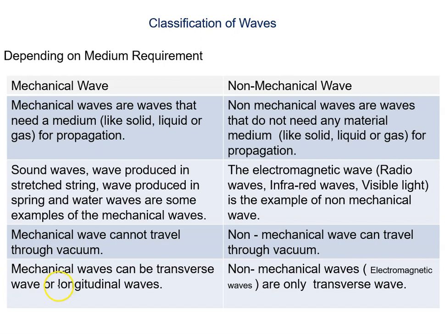Mechanical wave cannot travel through vacuum. Non-mechanical wave can travel through vacuum. Mechanical wave can be transverse or longitudinal. We will discuss just after some time. And non-mechanical wave are only transverse in nature.